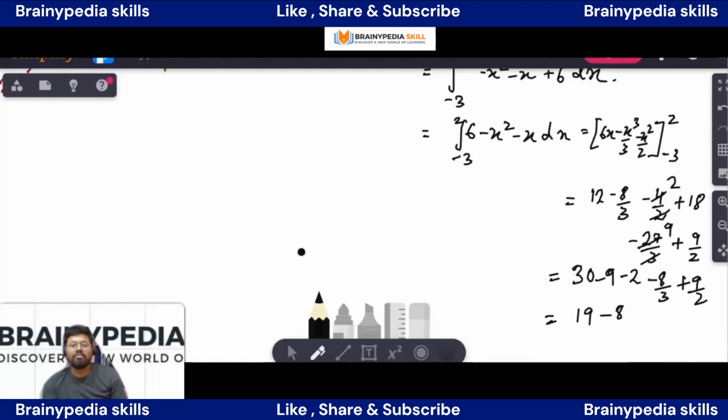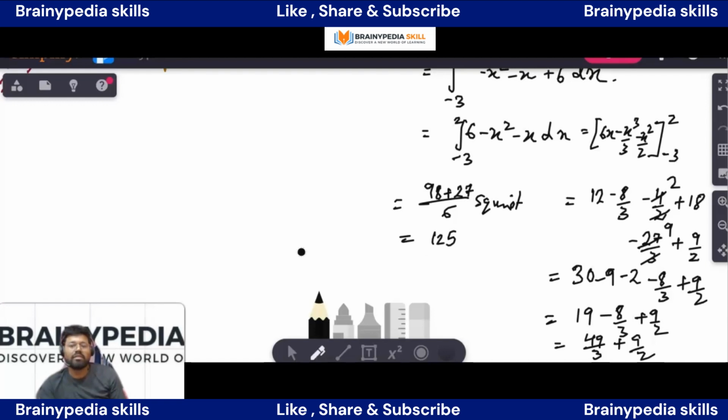19 minus 8 by 3 plus 9 by 2. Okay, 19 threes are 57. 57 minus 8, 49 by 3 plus 9 by 2. Okay, so it will give you how much? It will give you 98 plus 27 by 6 square unit, which is nothing but 125 by 6 square unit. This is the answer.